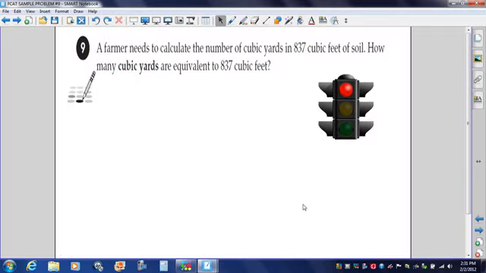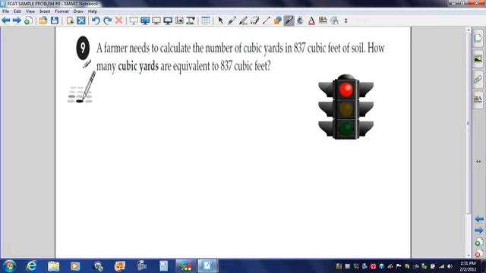All right, this podcast is going to be on problem number 9 from your FCAT review. Remember, the first thing you're going to do on the FCAT is to stop and read the problem. Red light, stop, read the problem. A farmer needs to calculate the number of cubic yards in 837 cubic feet of soil. How many cubic yards are equivalent to 837 cubic feet?